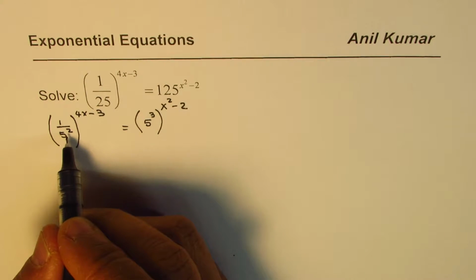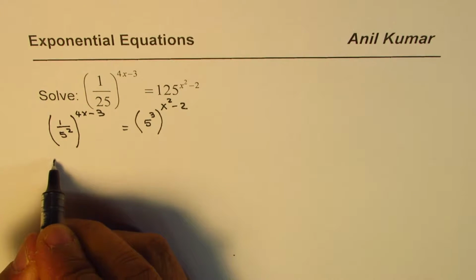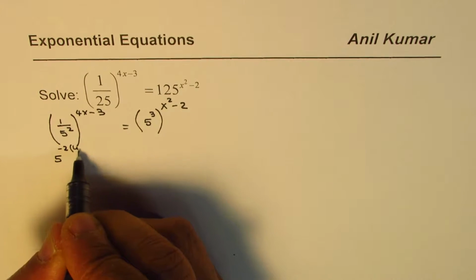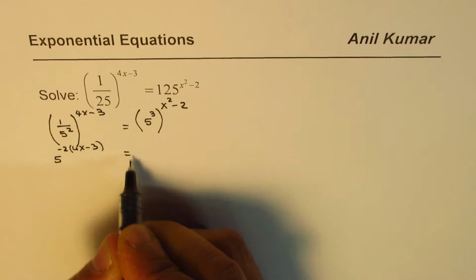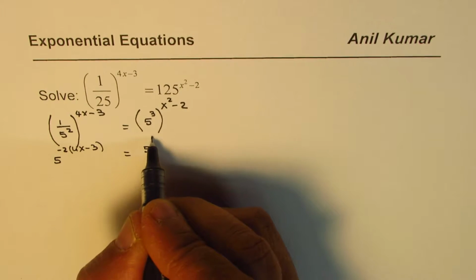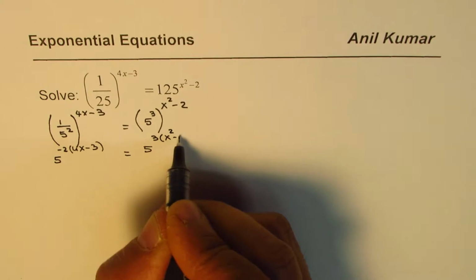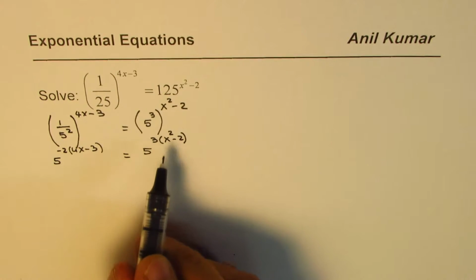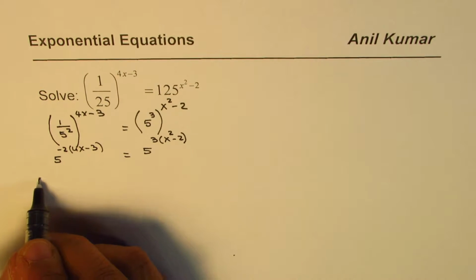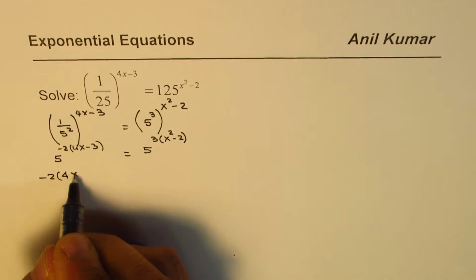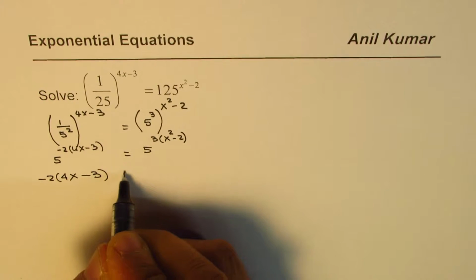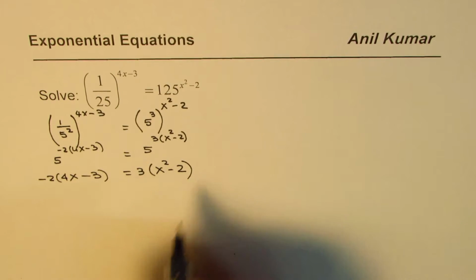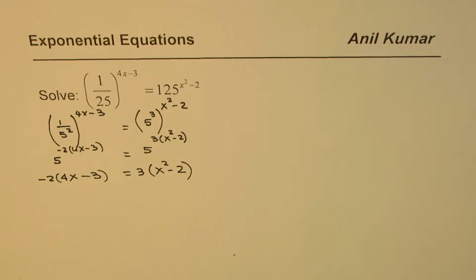Now 1 over 5 squared is 5 to the power of minus 2, right? So I could write this as 5 to the power of minus 2 times 4x minus 3 equals 5 to the power of 3 times x squared minus 2, correct? Since we have the same base, exponents should be equal. So we have minus 2 times 4x minus 3 equal to 3 times x squared minus 2. So it's a quadratic equation which we need to solve.